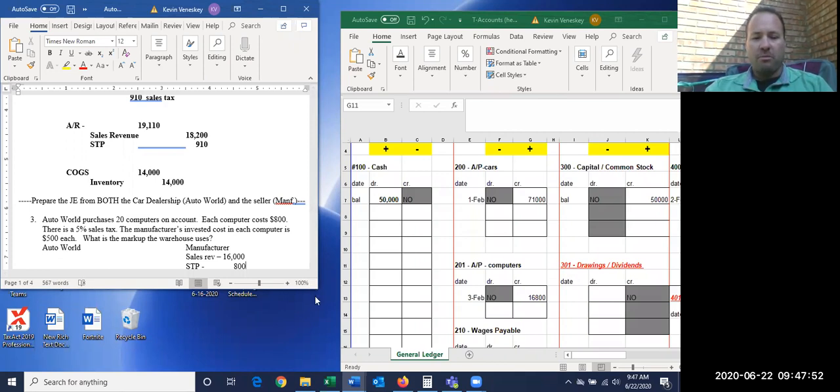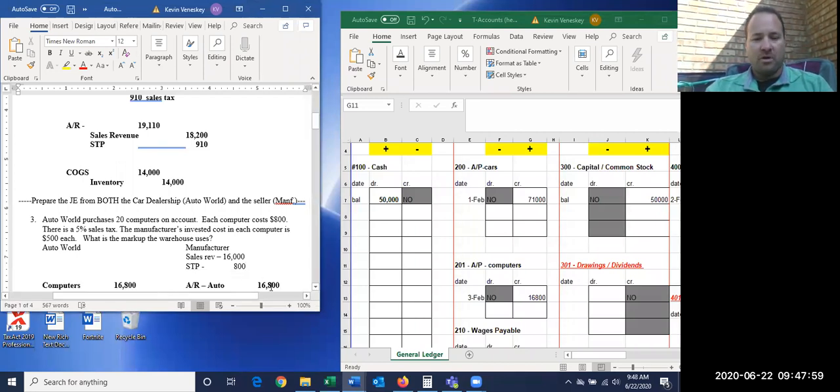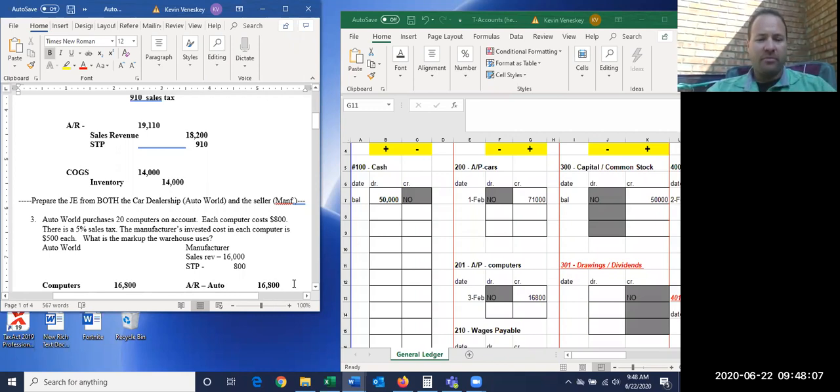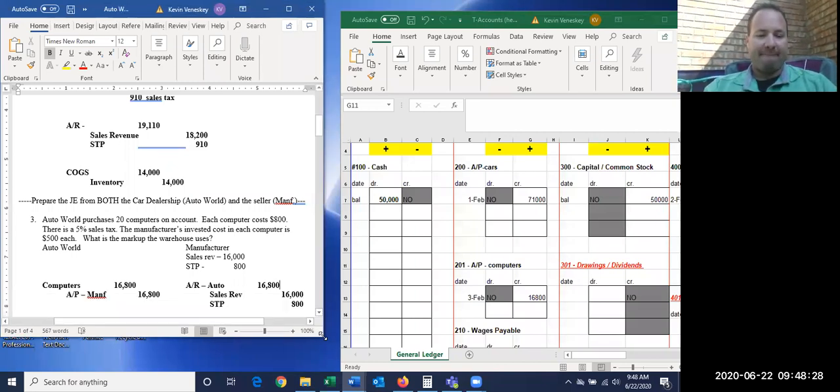So total, when you combine these two, what they're getting is an account receivable from me, Auto World, for $16,800. So they're looking at it as an AR from Auto World. That's us. They are looking to collect $16,800. And then they say, well, where does that $16,800 come from? Well, most of it came from sales revenue, and the rest came from the sales tax that I owe to the IRS.